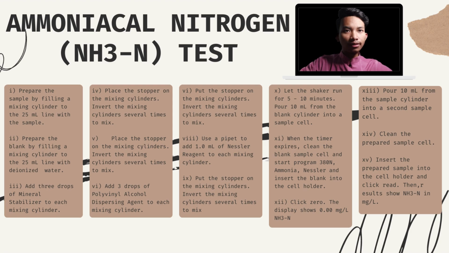Pour the 10 ml from the sample cylinder into a second sample cell. Clean the prepared sample cell and lastly insert the prepared sample into the cell holder and click read. Then the result shows ammoniacal nitrogen in milligrams per liter.